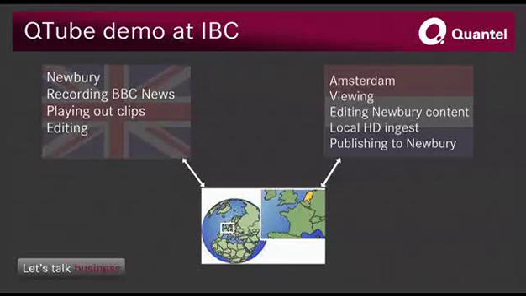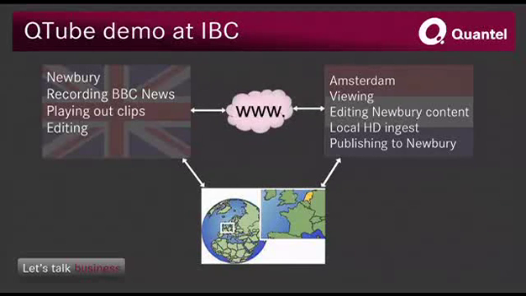Our equipment in Newbury and Amsterdam was joined by only a standard internet connection of maximum 4 megabits per second. So for the rest of this presentation, you will see Jonathan via a webcam in Newbury, and you'll hear the voice of Danny in Amsterdam describing the functions and features of Project QTube.